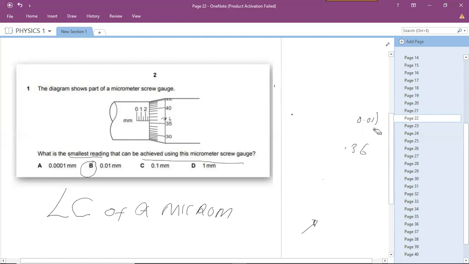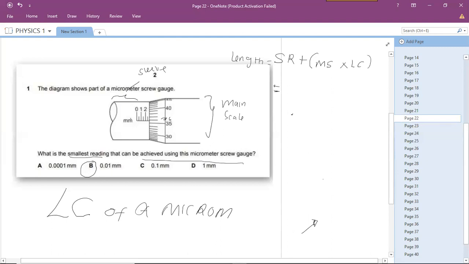So let's get the reading of our instrument on our micrometer screw gauge. The micrometer screw gauge has two parts. This is a simple diagram here. This right here is known as the sleeve, and this right here is known as the main scale. So we're going to say length is equal to our sleeve reading plus, open brackets, main scale reading multiplied by our least count, which is 0.01 millimeters.